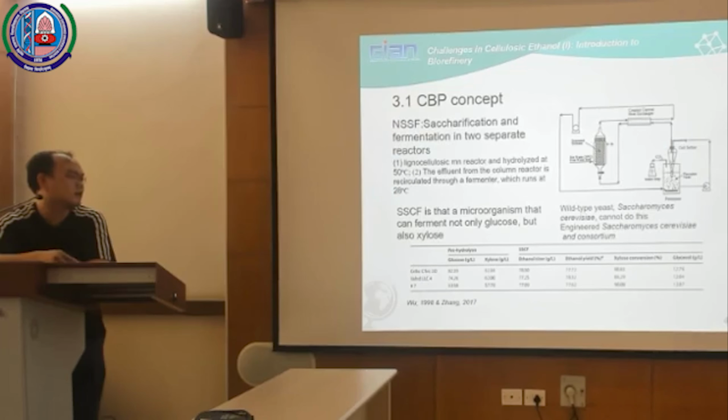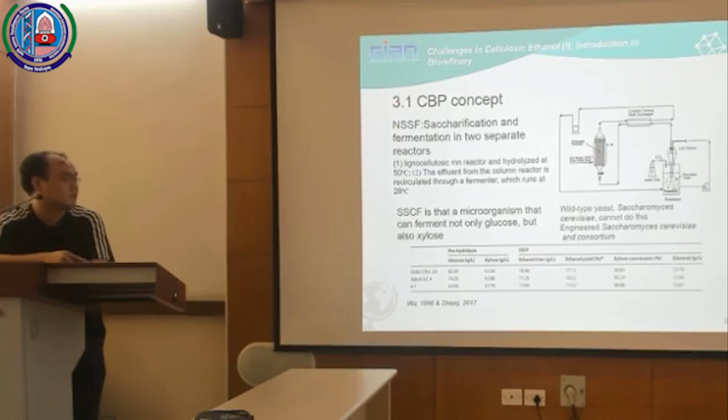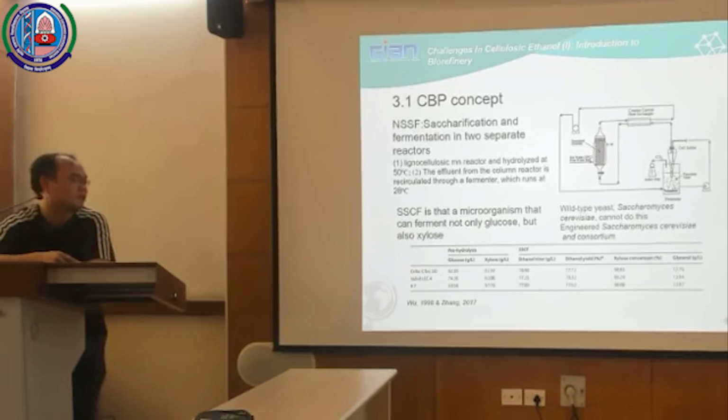Here's a table. The data is from John's work, and they use cellulosic ethanol, and this table is from the NSSF. Yes, they tried to do the SSCF and co-fermentation of glucose and xylose, achieved improved ethanol yield and improved ethanol titer.